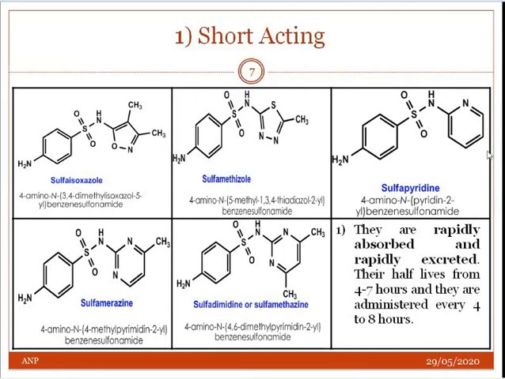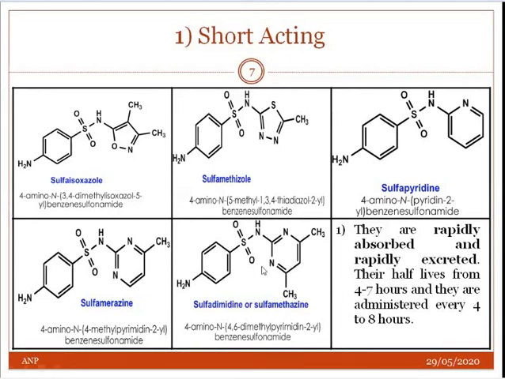So which heterocyclic ring is present over here? Pyridine ring. Then sulfamerazine. Identify the heterocyclic ring which is present in sulfamerazine. Here, if you observe, it's a 6-member unsaturated ring and 2 nitrogens are there. But what about the positions of those nitrogens, 1 and 3? So that becomes pyrimidine.